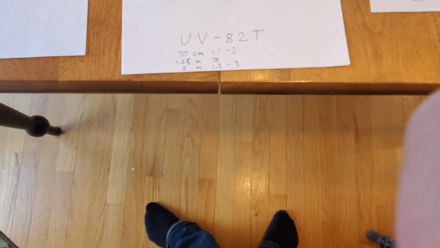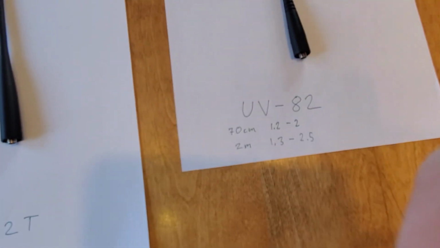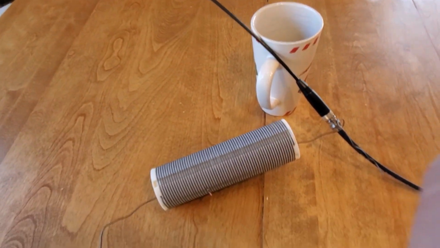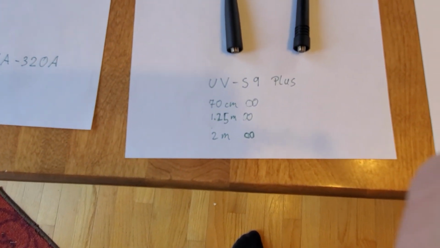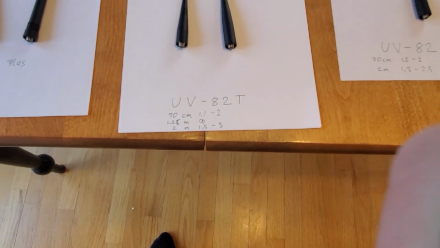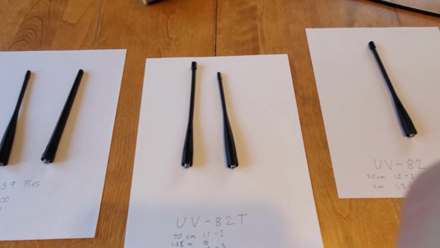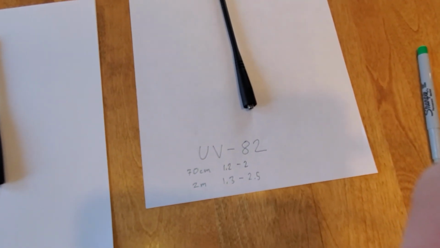So right here on the UV82, we have 1.5 to 3. And on the other one, we had 1.3 to 2.5. So overall, really, that antenna turned out not bad. The UV S9 antennas, pure garbage. The same as the 1.25 meter antenna for 220. Garbage. You buy the plain old UV82, you get some decent antennas there.